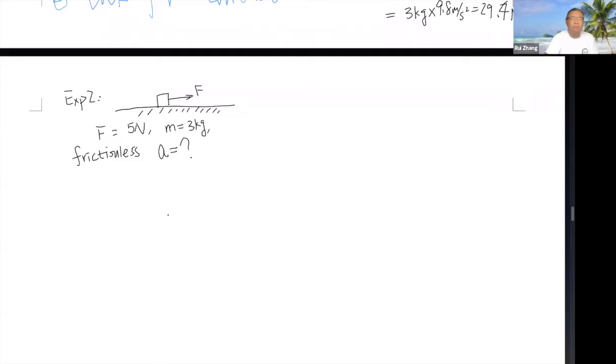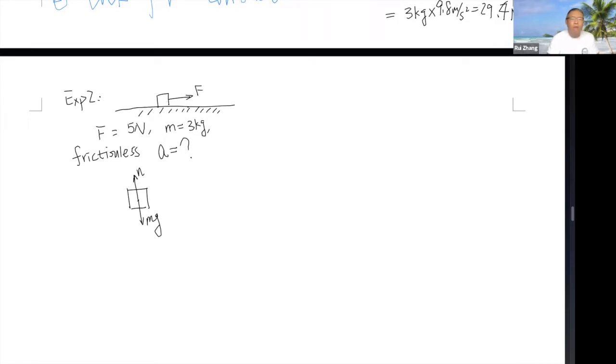Again, we'll do the same procedure. This time I'll do it a little bit faster because we already did this before. So again, we need to know how many forces we have on the object. Well, there's always gravity, that's always there. And then we have normal force going in the opposite direction, because we have contact with the surface. Well, the contact may also give us friction, but it says frictionless, so there's no friction here.